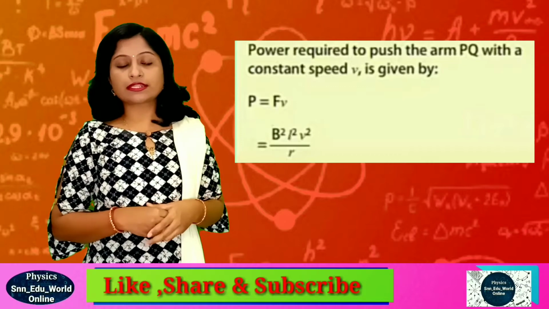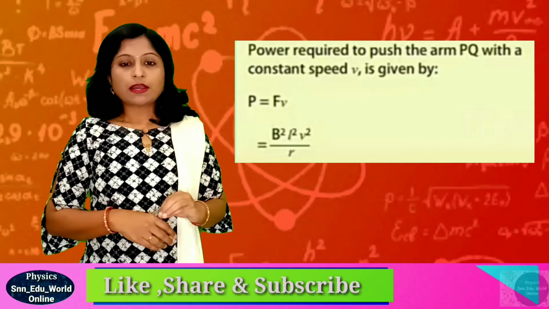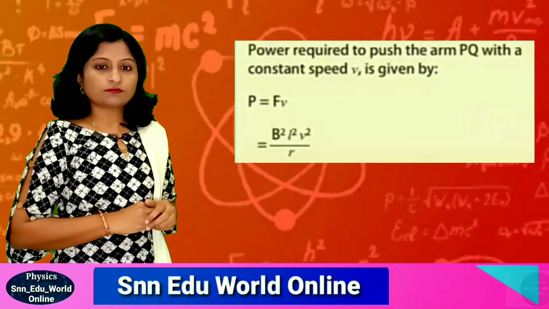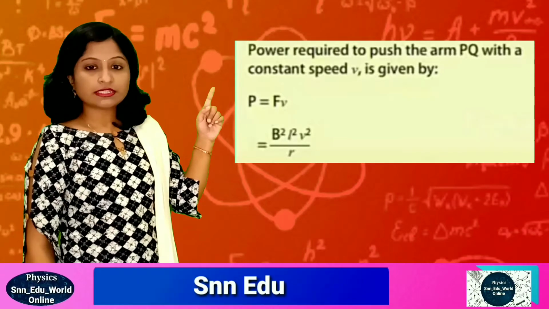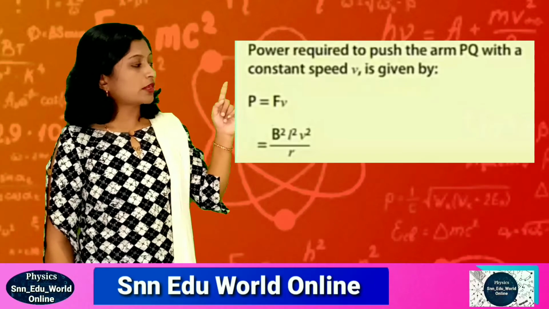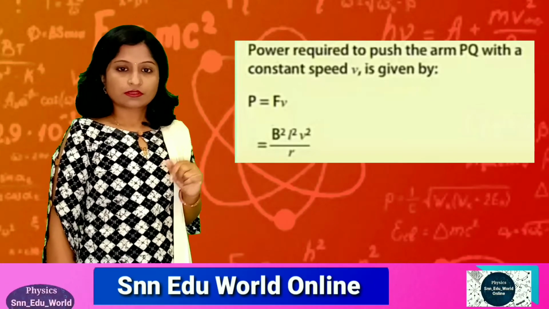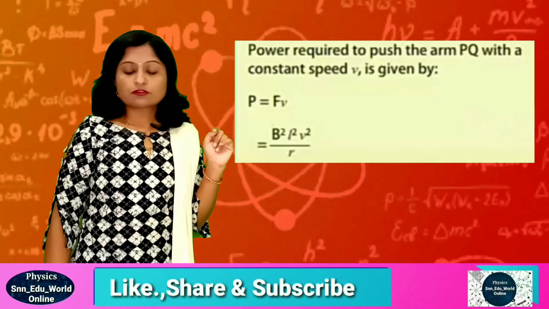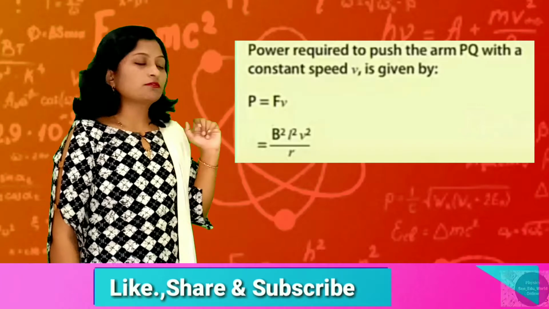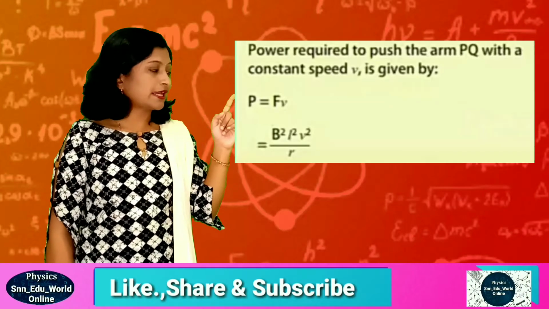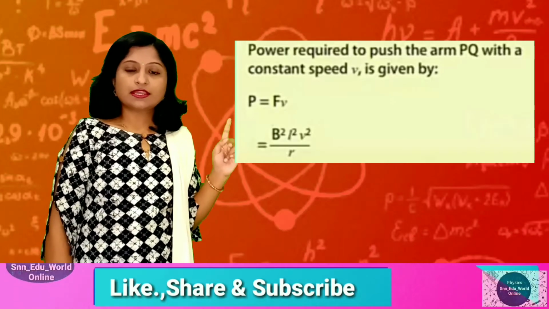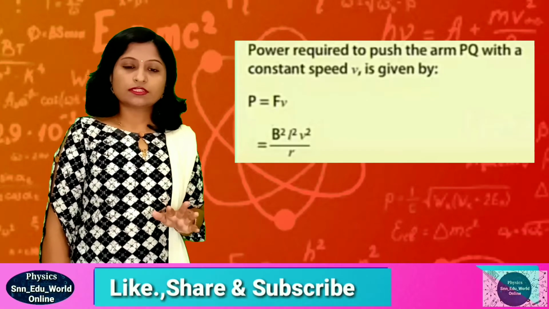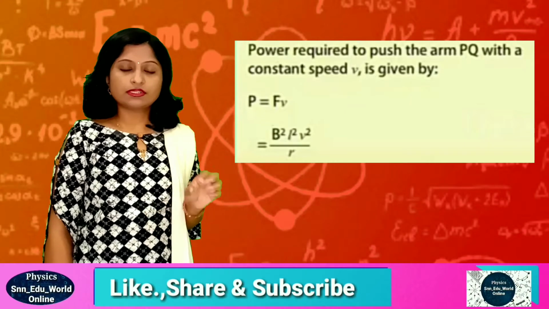From that force we can calculate the power. The power for a moving body is given by force into velocity of the object. So here power is calculated as P is equal to F into V. F we just calculated, so substitute that value of F. So what is the ultimate power? Power is equal to B square L square V square divided by R. This is the mechanical power acting on the side PQ. Okay, keep it as it is.